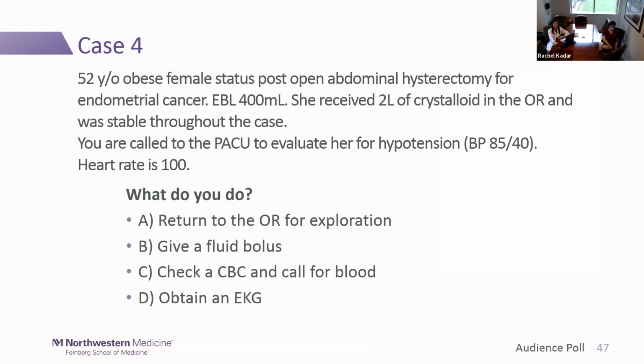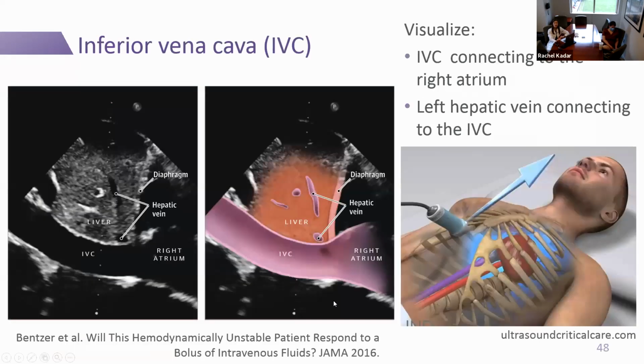Great, so now we have some new answers that we didn't include on the first one. So let's talk about some of our imaging. This is what we saw. This is the IVC view. Here's the inferior vena cava going into the right atrium, and this is the left hepatic vein coming down. Again, this is where that probe is with the indicator towards the patient's head, looking at that IVC longitudinally.